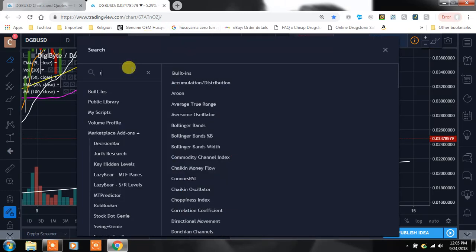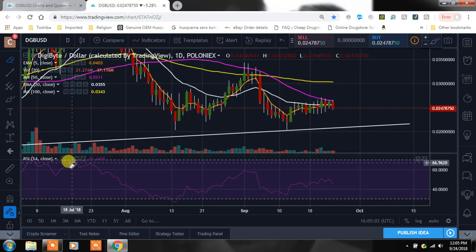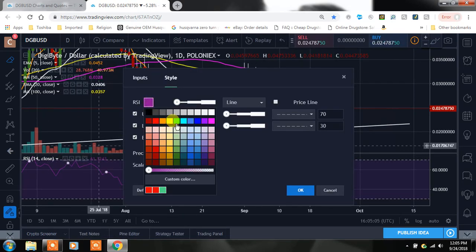Next thing we're going to look at is the RSI. All right, so your RSI is also pointing down. So keep that one in mind, guys.